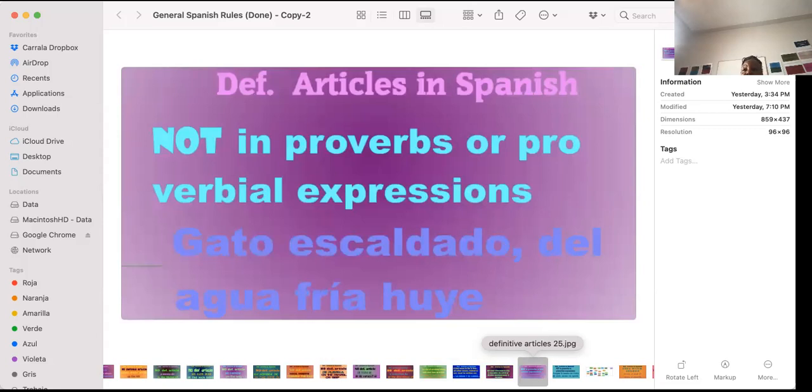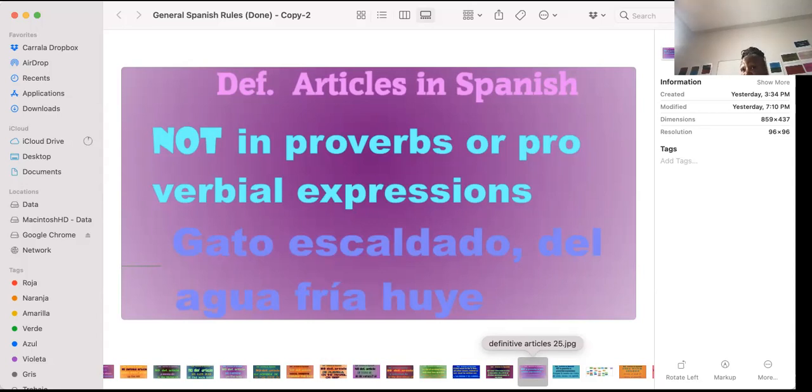Now, let's look at some proverbs. Where in English you would use articles, in Spanish, gato escaldado, del agua fría huye, there is no article. Now, these are formula expressions, proverbs and sayings. You memorize them as they are said. For example, this gato escaldado del agua fría huye means "once bitten, twice shy."